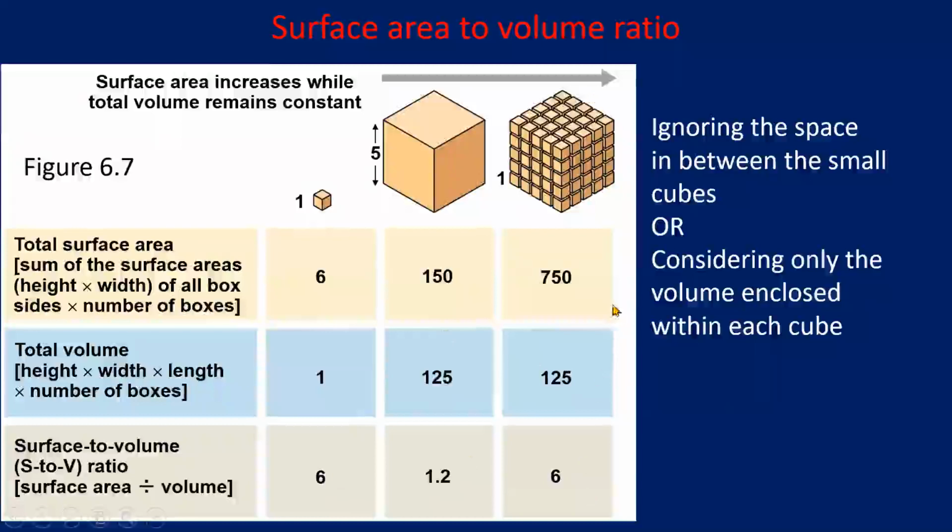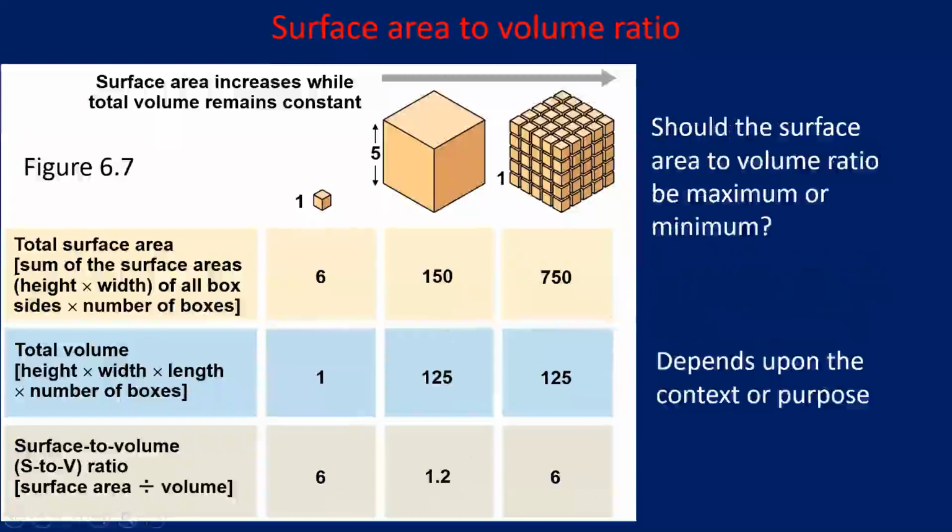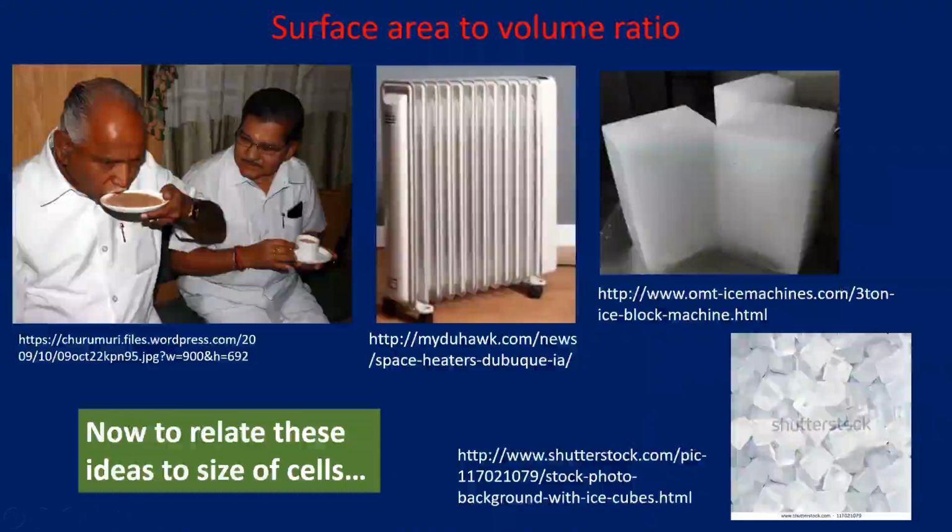So the question is, does the surface area to volume ratio have to be maximum or minimum? That depends on the situation. There are some day-to-day situations where you can see the surface area is more and the surface area to volume ratio can be reduced. In the first case, this person is sipping tea from the saucer, and the adjacent person is sipping tea from the cup itself.